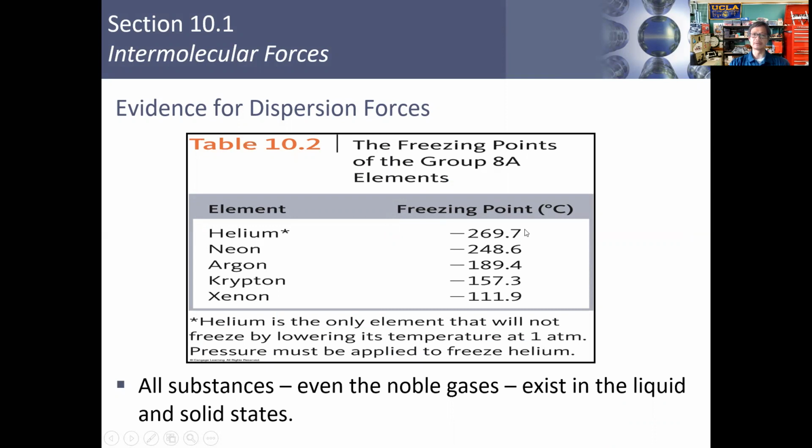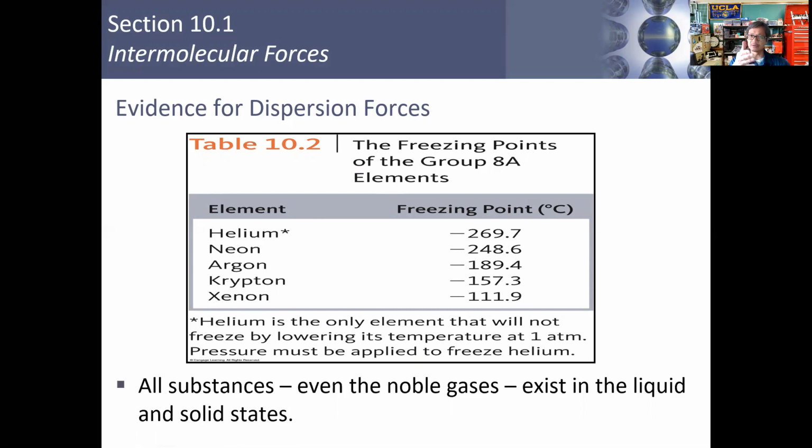Look, to freeze helium, we're getting real close to absolute zero. Remember, absolute zero is negative 273 degrees Celsius. We're getting real close. So if we can drop the temperature quite a bit, we can freeze these noble gases. And again, the solid state and the liquid state are highlighted by their interactions, by their attractions for one another.